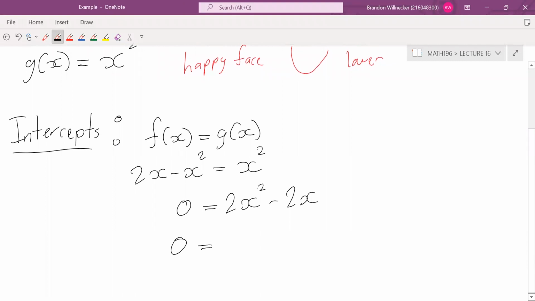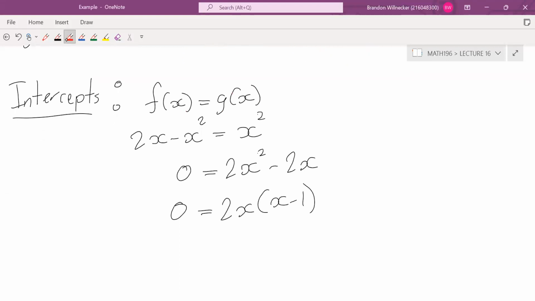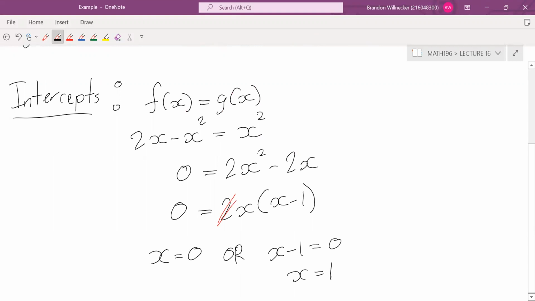Okay, so we can factor out 2x. So we have 2x, x minus 1. We can cancel the 2. So this gives us two solutions. Either x is equal to 0 or x minus 1 is equal to 0. And in that second case, we have x equals 1. Okay, so this gives us our two bounds. So the region goes from x equals 0 to x equals 1.